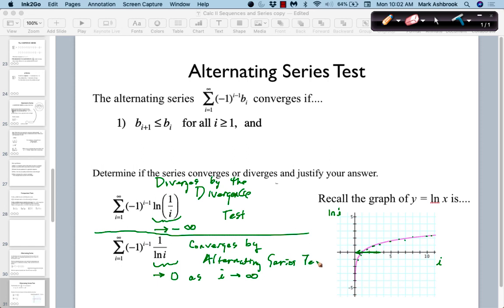So the alternating series test is only a test for convergence. If you have a series that does not qualify, you don't say it diverges by the alternating series test. Does that make sense? The alternating series test will only tell you if a series converges if it meets the requirements. If the series doesn't meet the requirements, then you don't make a conclusion. You just say, I can't use the alternating series test.